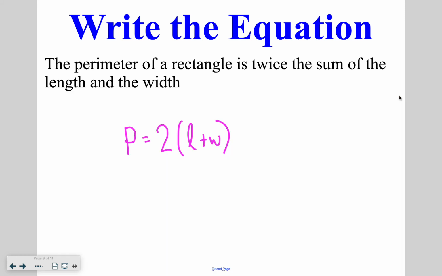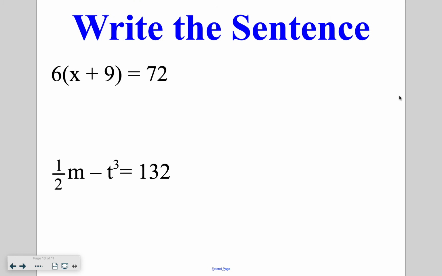In this case, your unknowns are the perimeter, the length, and the width, and we plug those in to get P is equal to 2 in parentheses L plus W using the sum, and we have the parentheses around our addition. Last piece is going to be to write the sentences when we are given the equation.